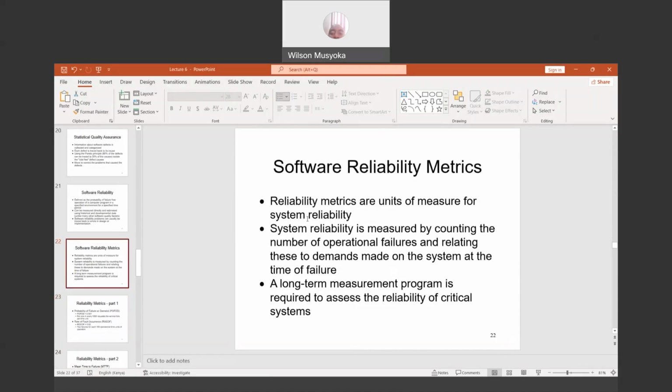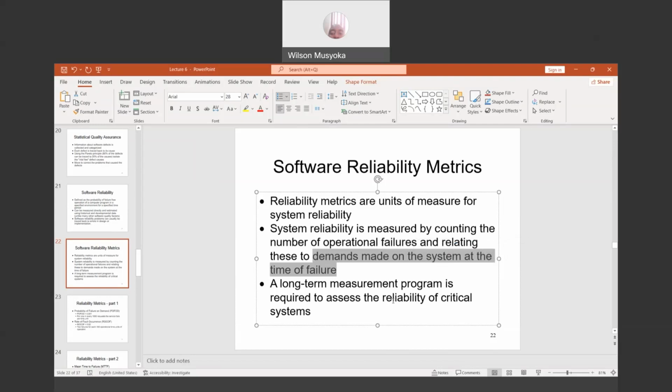Then reliability metrics. Which metrics or which functional units can we use to ensure that the software is reliable? These are the units of measure for software reliability, and it can be measured by the number of operational failures and relating these to demands made on the system at the time of failure. Maybe you are testing the stress levels.